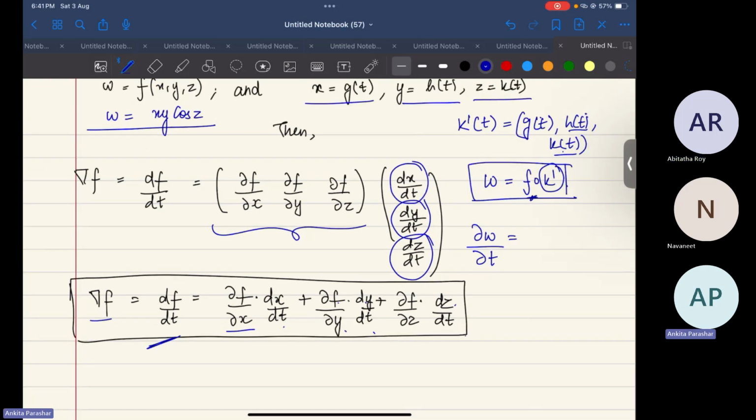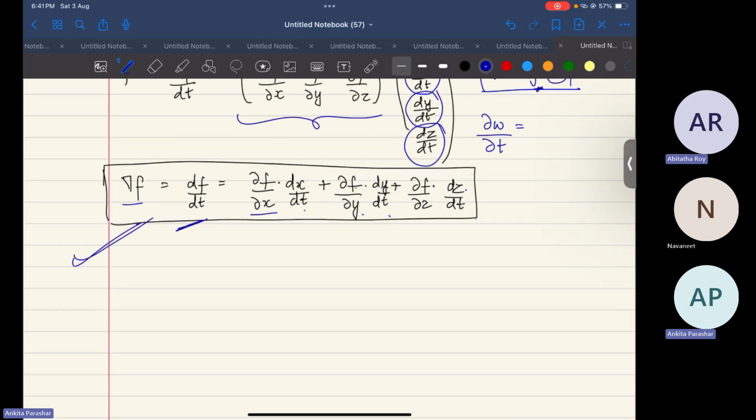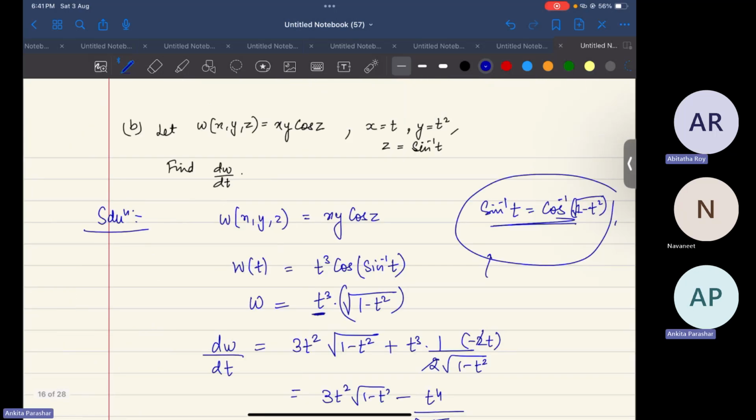So I think this is okay now. Let's look at how to do this. Let's assume that this is okay. Then write the derivative. f is x, y cos z, and x is nothing but t, y is t square, and z is sin inverse t.